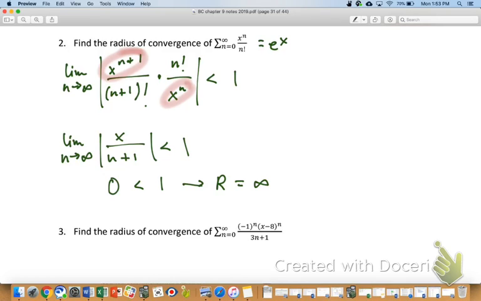The 0 times x is 0. And that limit approaches 0. Yeah, because the limit only applies to n's, not x's. So it's basically 0 times x is less than 1, right? So does that mean the radius, what is that?